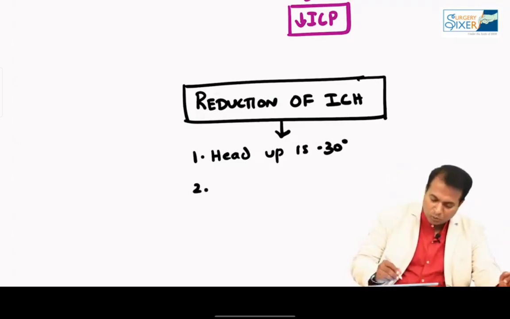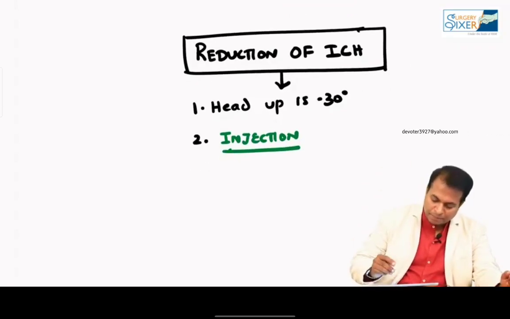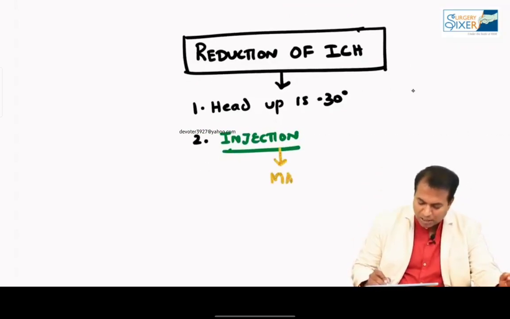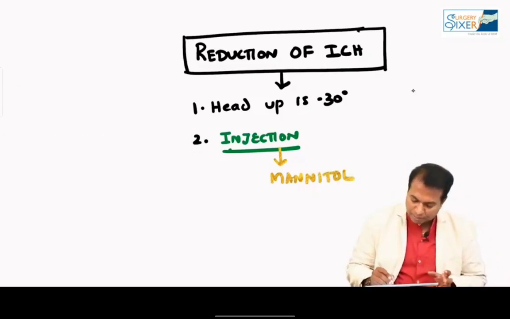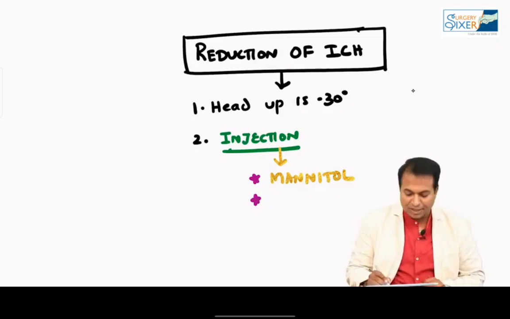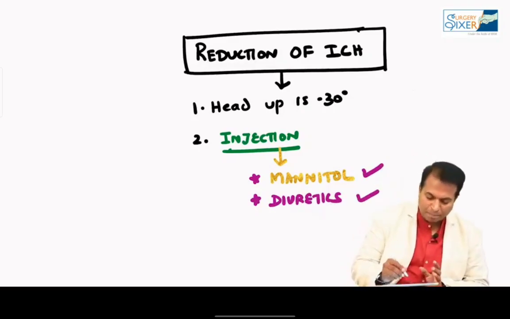Number two, we will give some injections to reduce the intracranial hypertension. The things which we can inject are the following. Mannitol is the fluid of choice to reduce the intracranial pressure. It is an osmotic diuretic. Can we use diuretics? Yes, you can use diuretics also if BP is fine. But which is best? Mannitol is best.